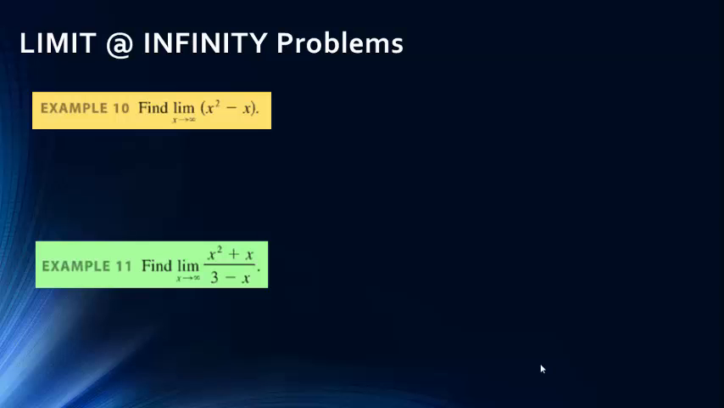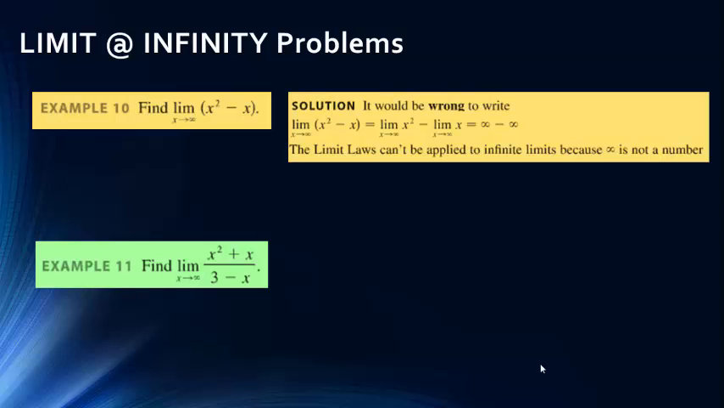Now again, we've got infinity squared minus infinity, which would seem like it would still be infinity, but we can't just take the limit of both parts. Because infinity is not a number, the rules for limits don't exactly apply. So it would be wrong to write this as the limit of x squared minus the limit of x. Again, because infinity is not a number, the limit laws don't work there.